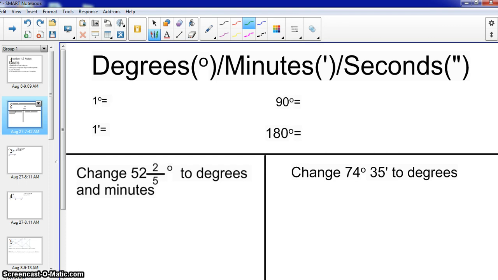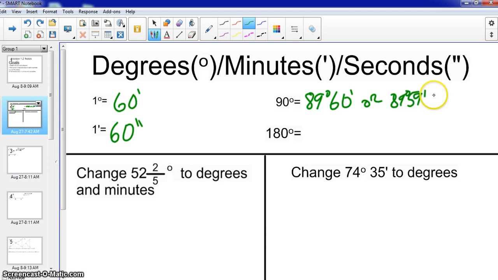The first thing is minutes, and 1 degree is equivalent to 60 minutes. And we could also break down a minute, with 1 minute being equivalent to 60 seconds. This allows us to then break down 90 degrees into different parts. We could break down 90 degrees by taking away a degree, which is equivalent to 60 minutes. We could also get even more specific by breaking down the 60 minutes and making it 59 minutes, but that minute is still there as 60 seconds.